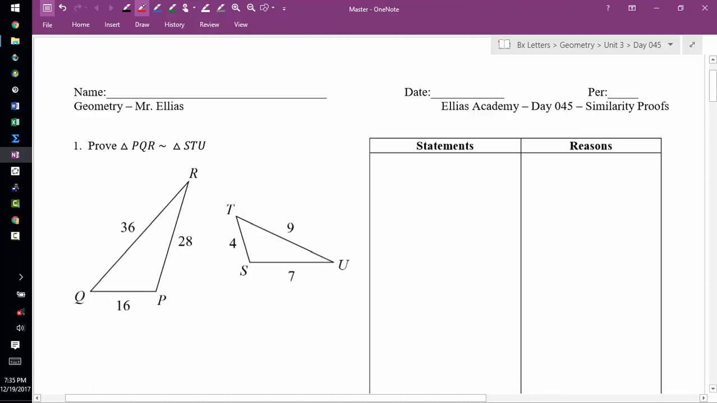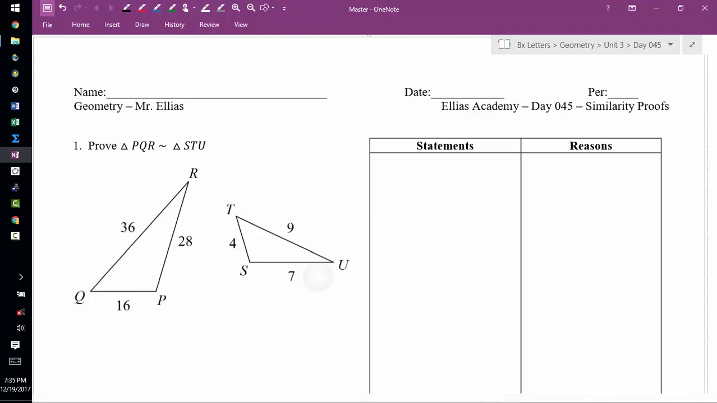Today we're going to be practicing some similarity proofs that we were introduced to in the past 2 days. So we're going to practice particularly side-side-side similarity and side-angle-side similarity today. Let's take a look at this first one.